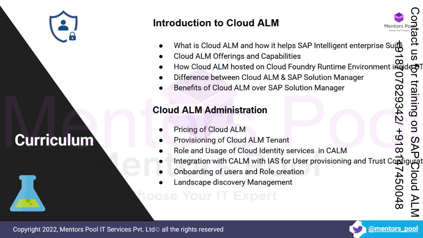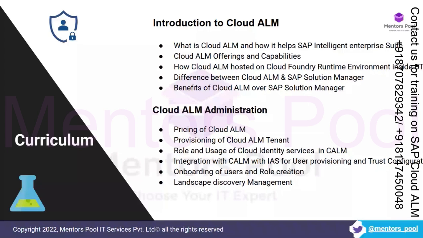And we are going to do the administrative tasks, right from pricing and provisioning from me.sap.com, roles and usages, and integration with the Cloud Identity Services to provide SSO to Cloud ALM. So instead of logging in with a user ID and password, how to do SSO, where we are going to use OpenID Connect as the protocol. That one also we are going to cover. But if you want to learn more about Cloud Identity Services, we have another training session where you can contact Ankit. And we are going to do the integration of Cloud ALM with IAS for user provisioning and trust configuration.